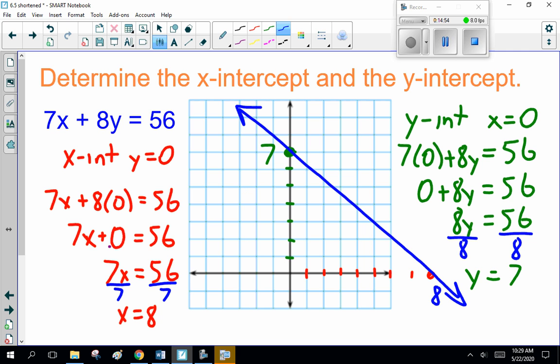See how easy it is to graph when you have the intercepts and a proper piece of graph paper. I have to go back and fix this. Anyway, see how this goes? Not bad.